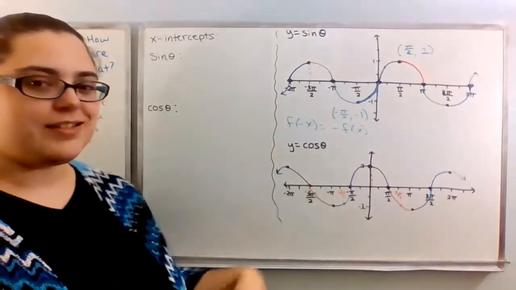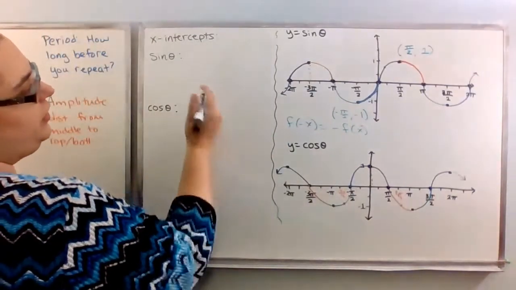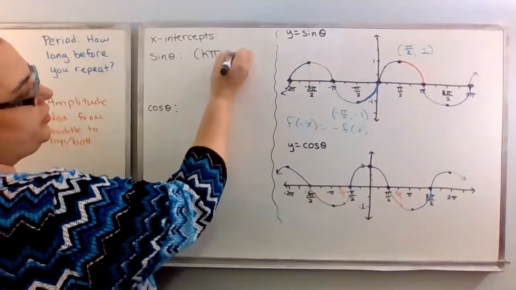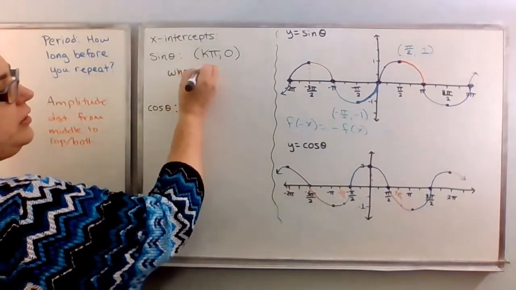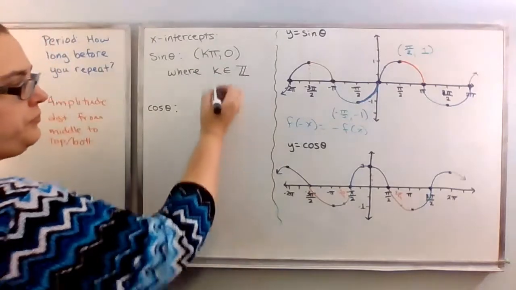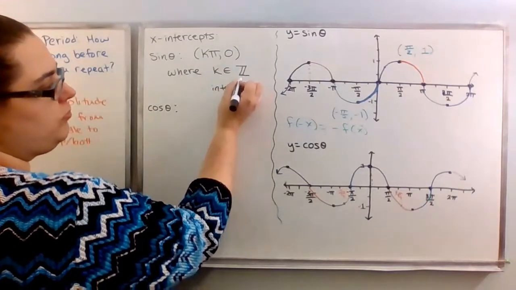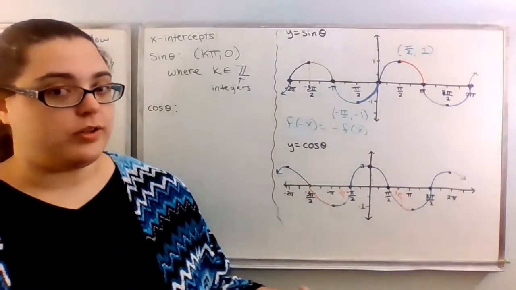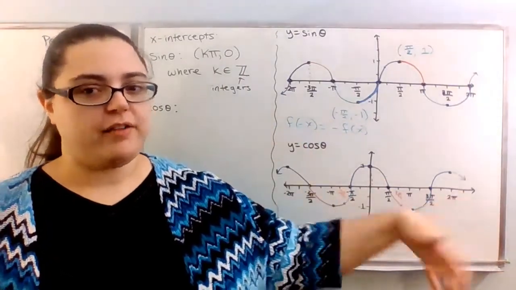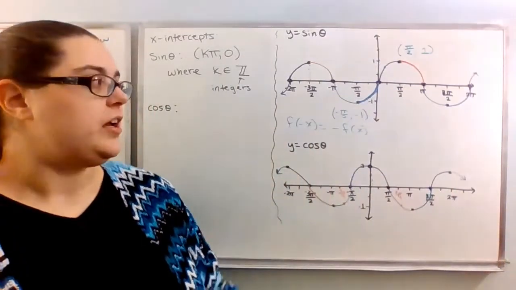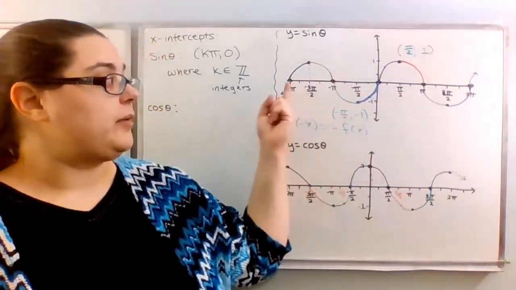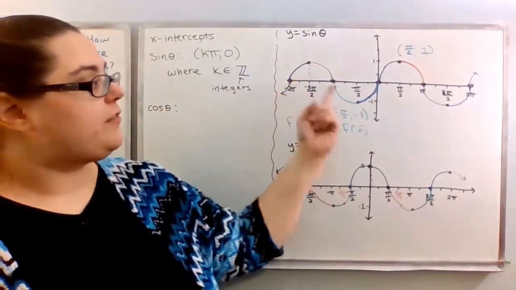So one way that we can represent this in general terminology, for sine of theta, we can say that the x, well, really the theta intercepts, are going to be at k pi, 0, where k is an integer. So this fancy looking Z is going to represent integers. And integers are positive and negative whole numbers. So think of all your positive and negative whole numbers. 0, 1, 2, 3, 4, 5, negative 1, negative 2, negative 3, negative 4, negative 5. So just multiply each of those by pi. So 0 pi, 1 pi, 2 pi, 3 pi, minus 1 pi, minus 2 pi, minus 3 pi, and so on. That's where we have these x-intercepts.